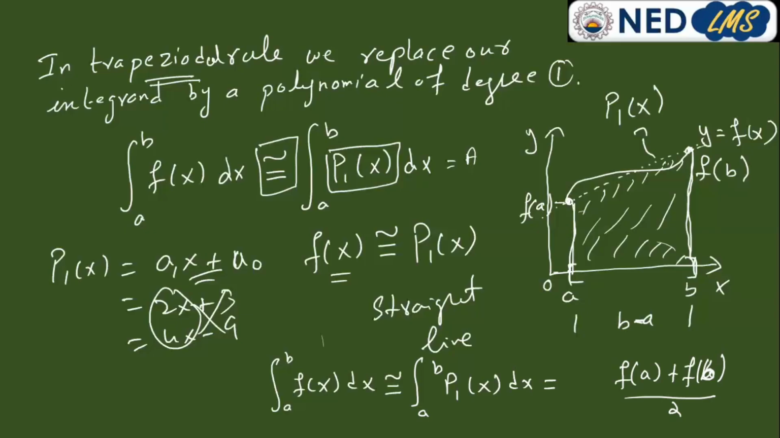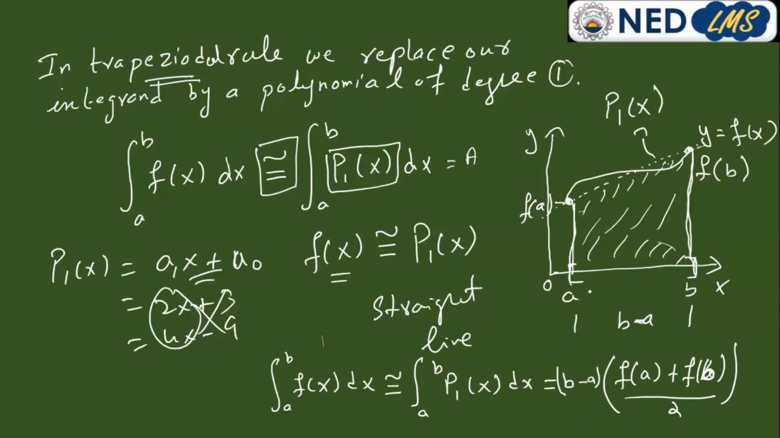So there are two sides. The f of a is one side length, and f of b is the second side length, and we divide by 2. And this needs to be multiplied by the separation between the parallel sides, that is, how far they are situated. They are situated at a distance of b minus a. So b minus a. This gives the area of the trapezoid.